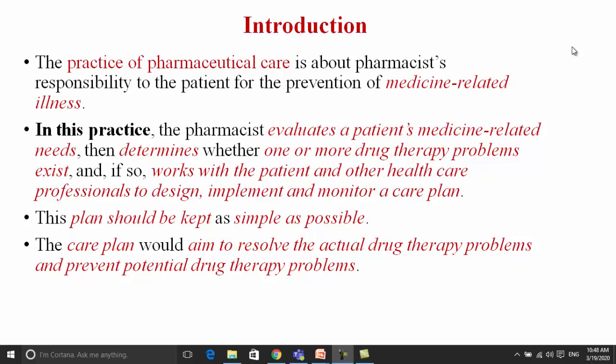The care plan would aim to resolve the actual drug therapy problems and prevent potential drug therapy problems. So the ultimate aim of the pharmaceutical care is to resolve the drug therapy problems, whether actual or potential, which means treat or prevent.